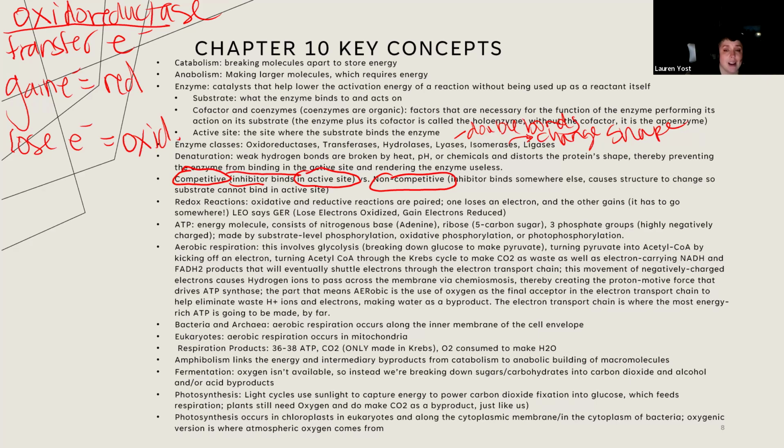Non-competitive inhibition means that your inhibitor is binding somewhere else, not the active site. And the place this somewhere else is a site on that enzyme called the allosteric or regulatory site.